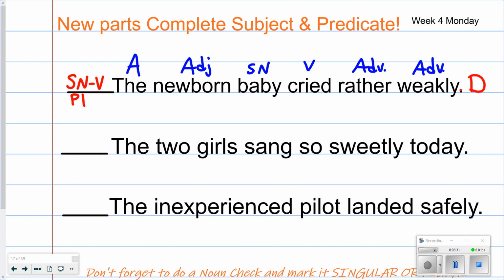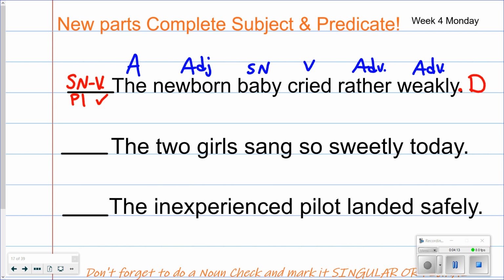So we're going to say, the newborn baby cried rather weakly. Who cried rather weakly? Baby, subject, noun. What is being said about baby? Baby cried, verb. Cried how? Weakly, adverb. How weakly? Rather, adverb. What kind of baby? Newborn, adjective. The, article adjective. Subject, noun, verb, pattern 1. And when we say subject, noun, verb, pattern 1, we're going to write it over here on this line, just like that. And then we're going to say statement, period, declarative sentence. And we're going to write that D at the end as we do.